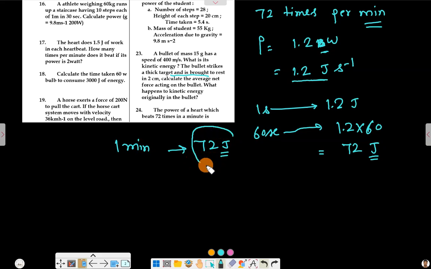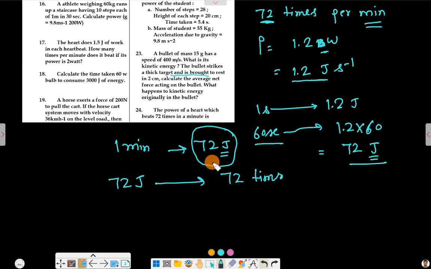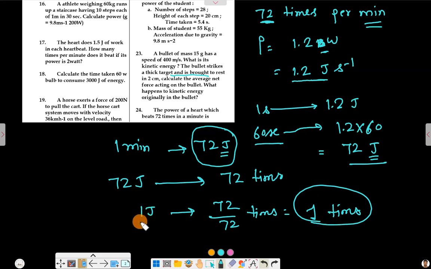And using this 72 joule, heart beats 72 times, because it is mentioned that in a minute heart beats 72 times, and in a minute heart has 72 joule. So using 1 joule, heart beats 72 by 72 times, or 1 time. Or for each heartbeat, heart uses 1 joule of energy as per statement.